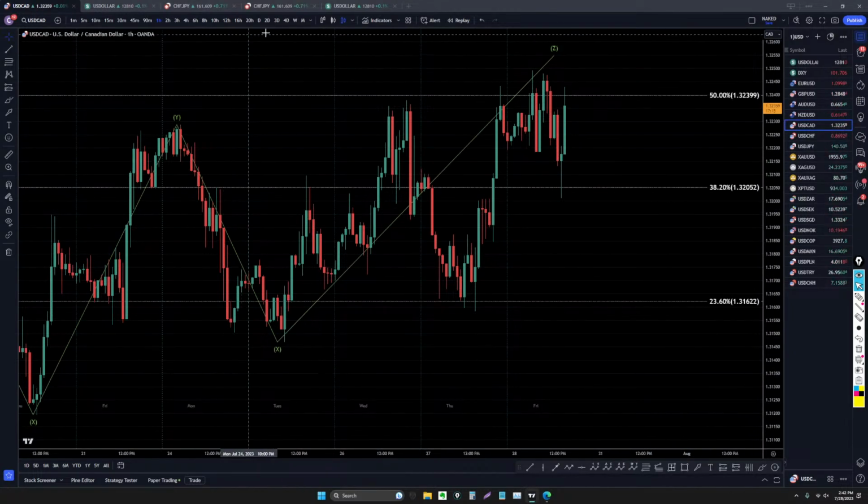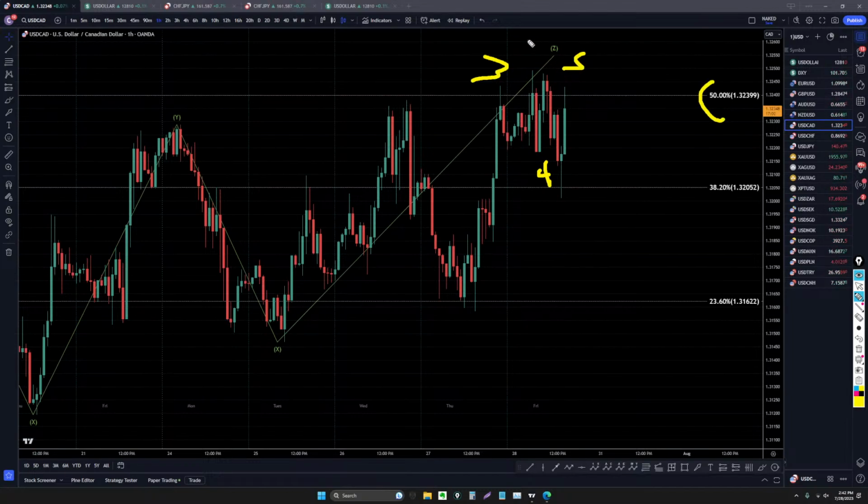US dollar Canadian is another one that I took, which I'm definitely still in this trade. Now in hindsight, it kind of looks like it's trying to make a 3, 4, 5. It definitely looks like it's still trying to respect this fib level, so I'm still short in this trade. I have my stop loss up here, so if it continues up, then I'll definitely get out. But otherwise, it looks like it's going down, and it looks like it should continue down.